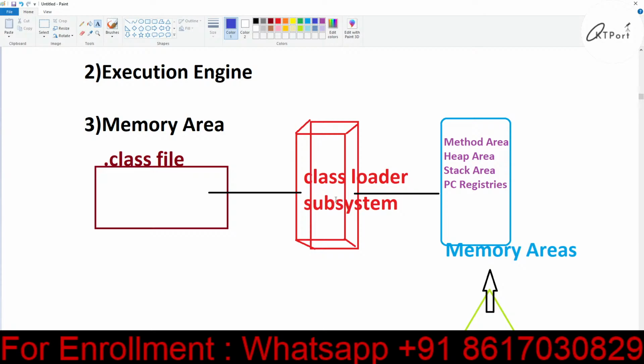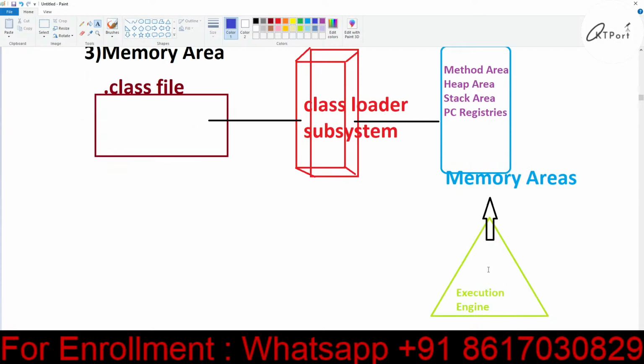See, JVM, the main purpose is to execute the code. To execute the code, JVM has to store the code in some memory areas. Okay, who stores the code to the memory area? The class loader subsystem stores the code to the memory area, and once it's loaded, there are different memory areas: method area, heap area, stack area, PC registry, and there are others also. Then in JVM we have the execution engine that executes it.